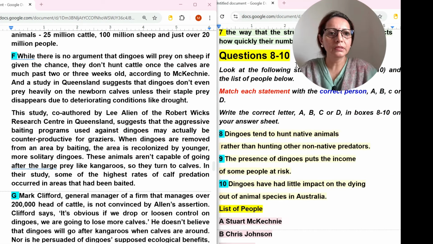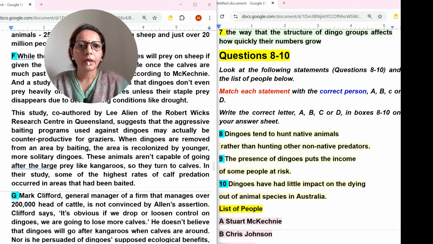Now let's do the next question. The next question says, look at the following statements and list of people. Match each statement. These are the statements. Questions 8 to 10 are the statements, and the correct persons come from the list of people. Four persons are there. Write the correct letter A, B, C or D in boxes 8 to 10 on your answer sheet.